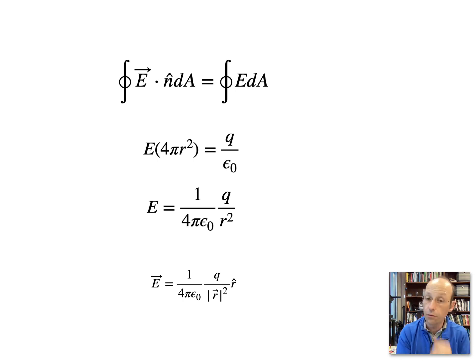There are some cases where it's super useful. But we still have to make those assumptions. And in the end, we don't get a vector expression for the electric field because we already assumed something about the electric field.